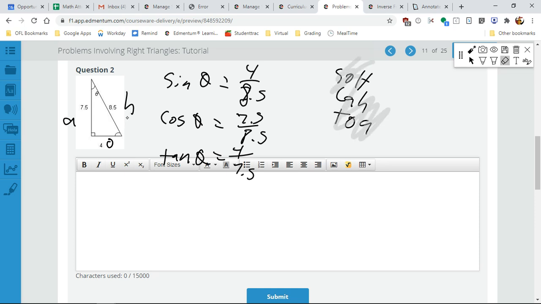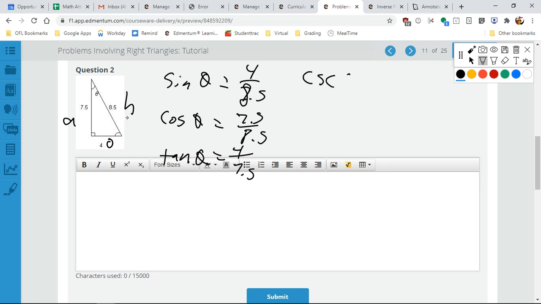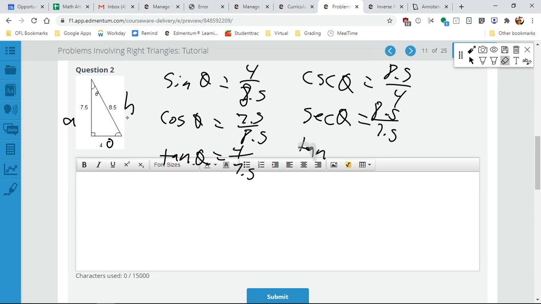You don't really need a reminder for that. Just remember sine, cosecant: 8.5 over 4. Cosine is secant: 8.5 over 7.5. And tangent, or cotangent: cotangent is 7.5 over 4.